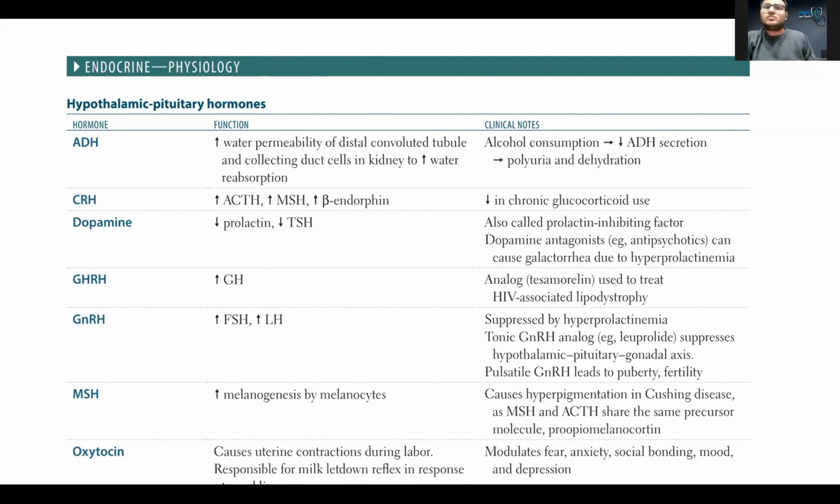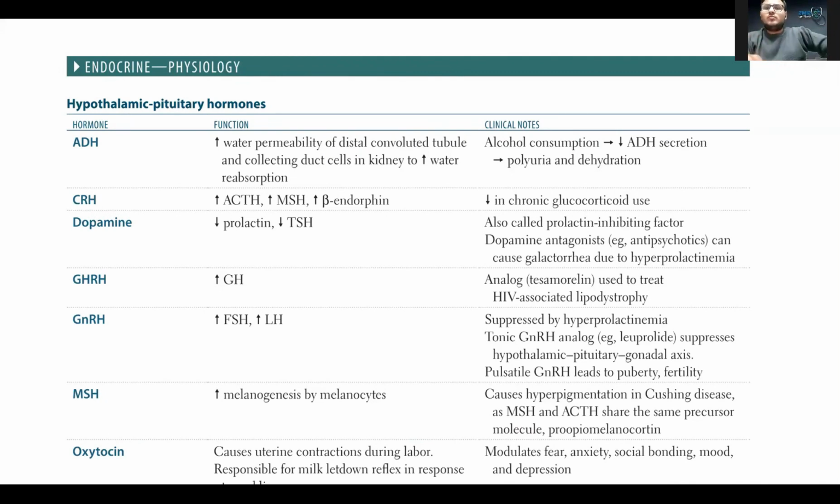When we give antipsychotics, what happens? They inhibit the dopamine. And when there is no dopamine, there will be excess prolactin and excess TSH. So that's the reason antipsychotics cause hyperprolactinemia and galactorrhea because of the dopamine antagonistic effect. That dopamine was necessary to inhibit prolactin, so excess prolactin, excess galactorrhea.